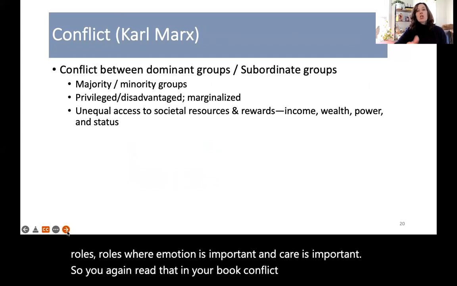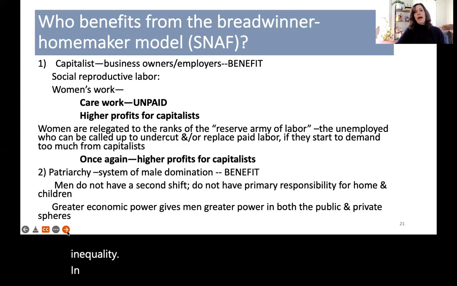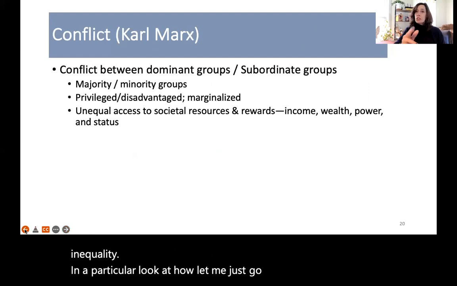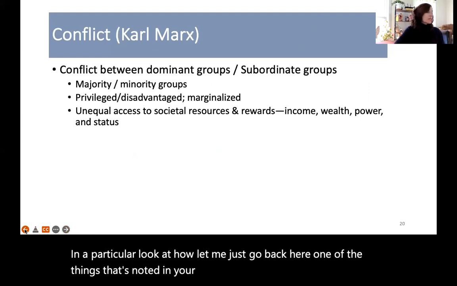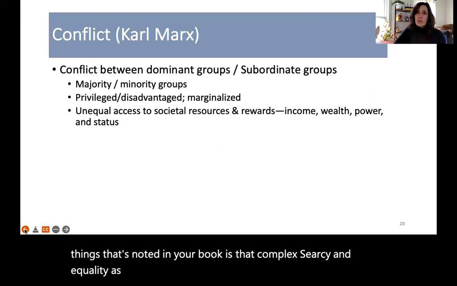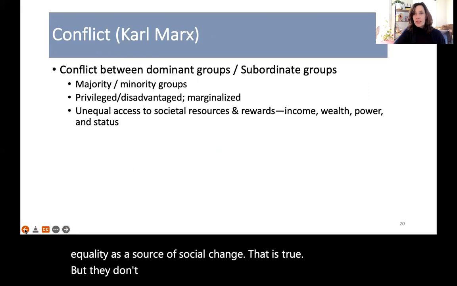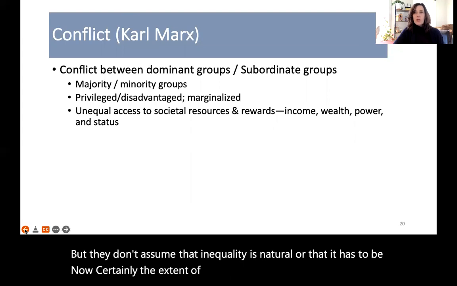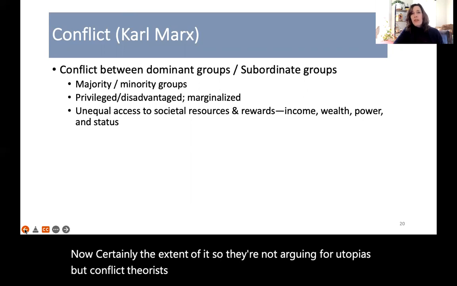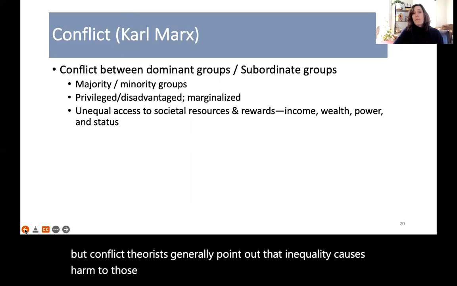Conflict theorists look at inequality, and in particular look at how, let me just go back here. One of the things that's noted in your book is that conflict theorists see inequality as a source of social change. That is true, but they don't assume that inequality is natural or that it has to be, and certainly the extent of it. So, they're not arguing for utopias, but conflict theorists generally point out that inequality causes harm to those who definitely are on the short end of the stick.